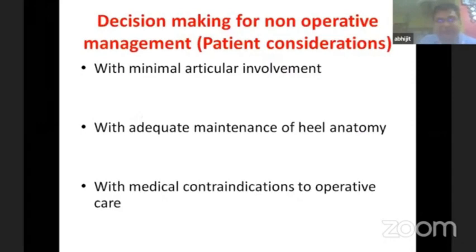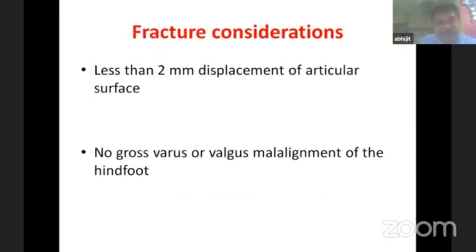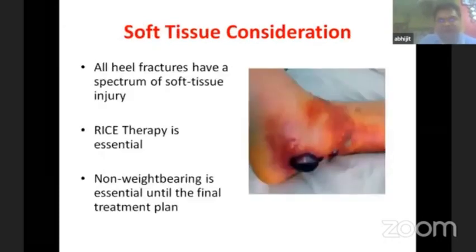So for decision making for non-operative management, first patient consideration: minimal articular involvement, adequate maintenance of heel anatomy, or medical contraindication to operative care. Fracture consideration: less than 2 mm displacement of the articular surface, we can go with conservative. No gross varus or valgus malalignment of the hindfoot, we go with conservative.